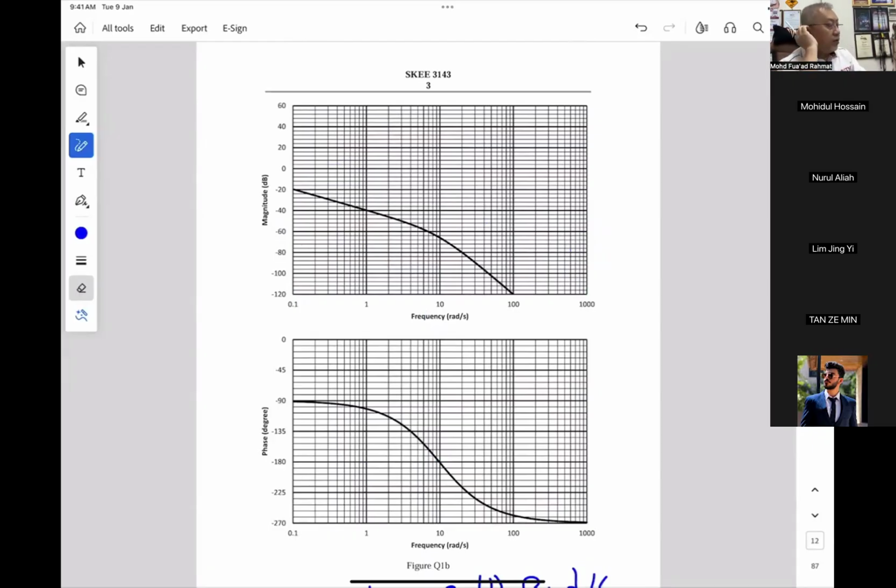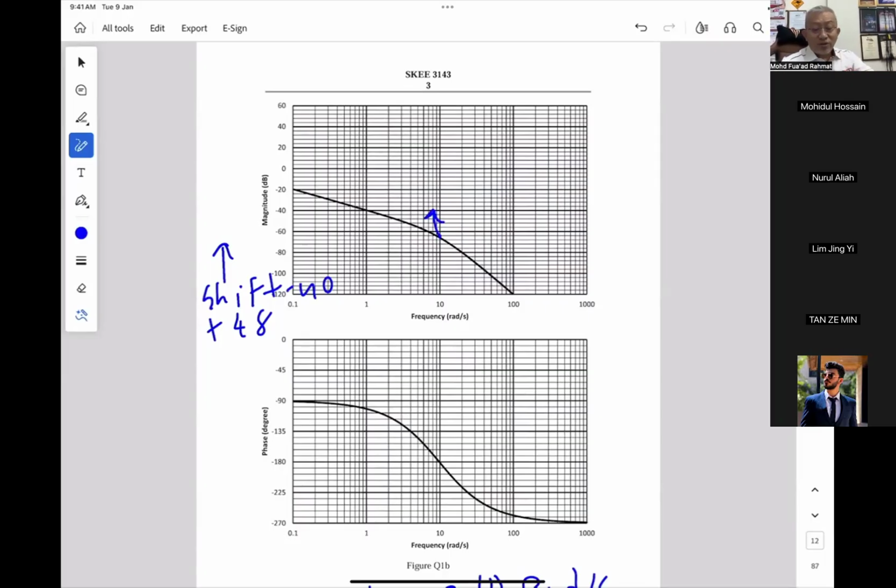So you have to find the shifted one. Guys, you have to find the shifted one. This one is minus 20, shift up plus 48 decibel. So minus 20 plus 48, because you have to shift this curve up to 48 decibel. 28, am I right?